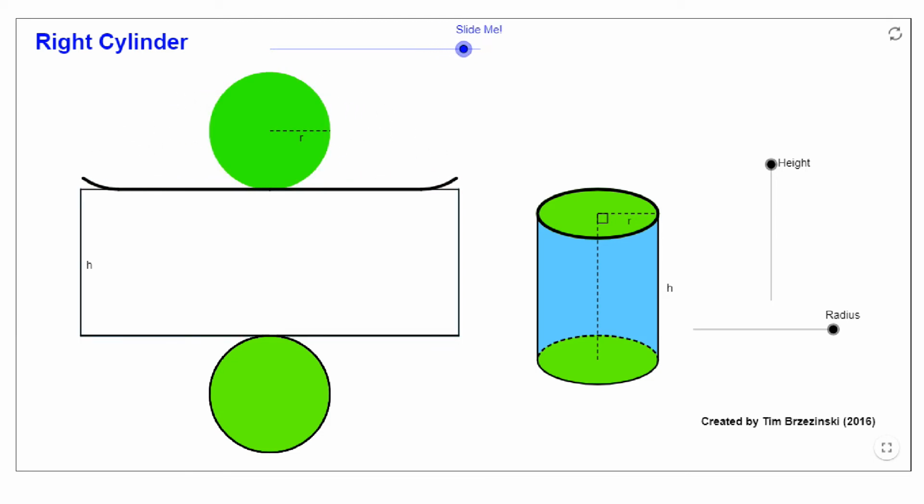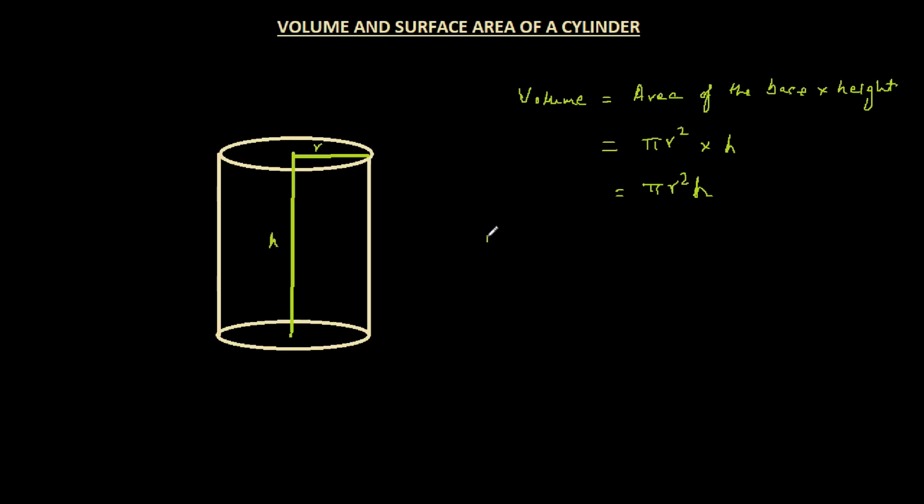So now to figure out the total surface area, all we have to do is to take the sum of all three faces, and that gives us the total surface area of the cylinder. So the total surface area is going to be the area of the circle at the bottom, which we know is pi r square, the area of the circle on top, which again we know is pi r square, and the area of the curved surface.